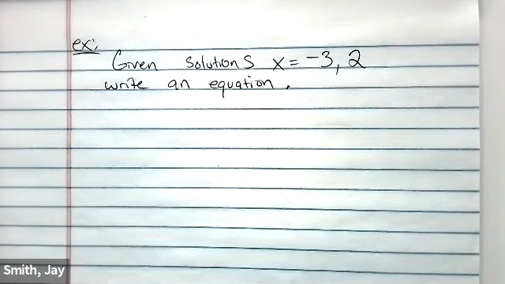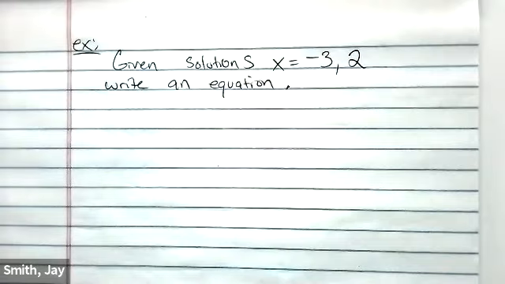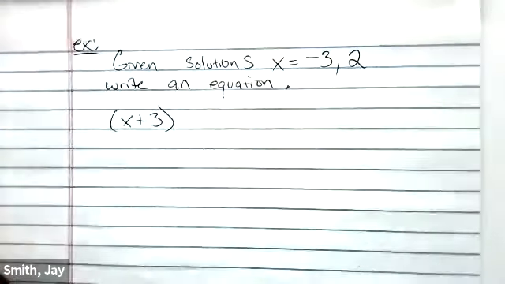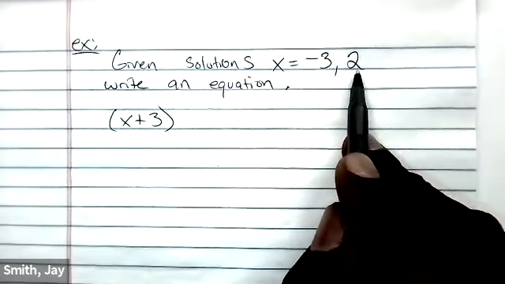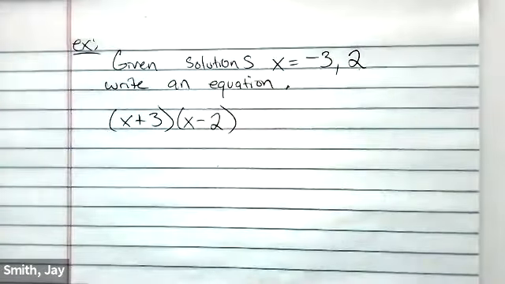So what we have to remember is that if we have factors, the opposite of what we see in our factor is our solution. So if they're given solutions, we just take the opposite of what we see in our solution to create a factor. All we have to do is put x in front of it and put it inside of a parentheses. So if negative 3 is my solution, that means that our factor, or at least one of them, is x plus 3. And if positive 2 is my solution, then our factor, or at least one of them, is x minus 2.